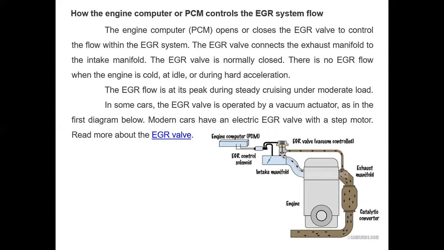In this diagram, we can easily identify that the engine computer, the PCM, opens or closes the EGR valve to control the flow in the EGR system. The EGR valve connects the exhaust manifold to the intake manifold. The EGR valve is normally closed. There is no EGR flow when the engine is at idle or during hard acceleration. The EGR flow is at its peak during cruising under moderate load.